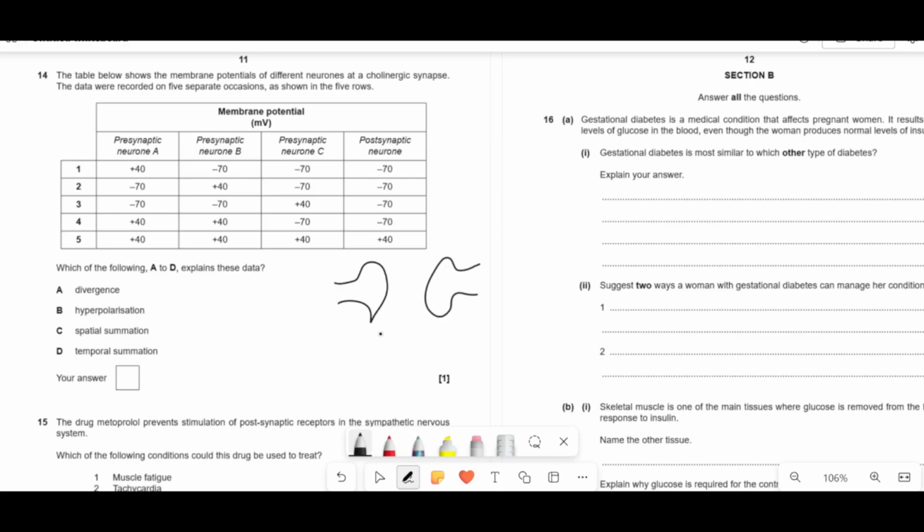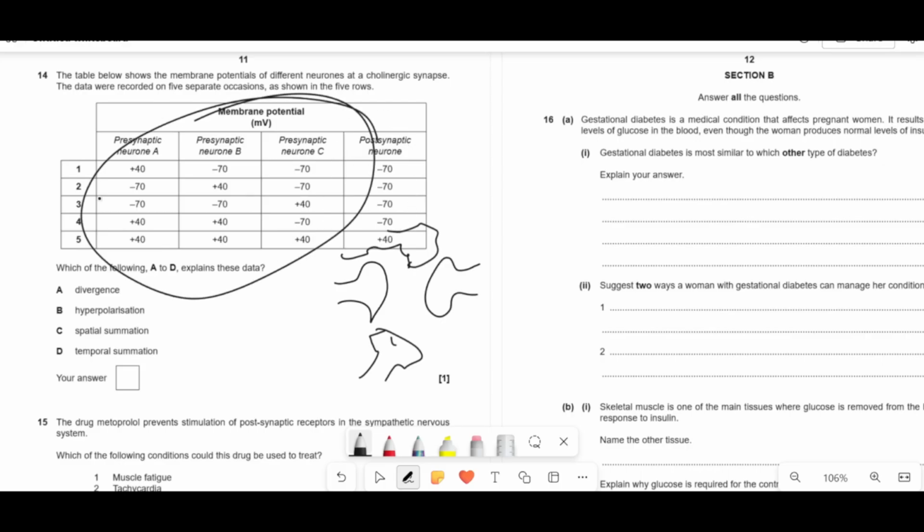So we've got multiple here, we've got 3 of them. Negative, positive, negative, negative, negative, negative, positive, negative, then positive, positive, negative, negative, and then positive, positive, positive, positive. So it seems to be a culmination of every single one of these together. And these are all 3 different neurons secreting acetylcholine onto this, causing an effect.